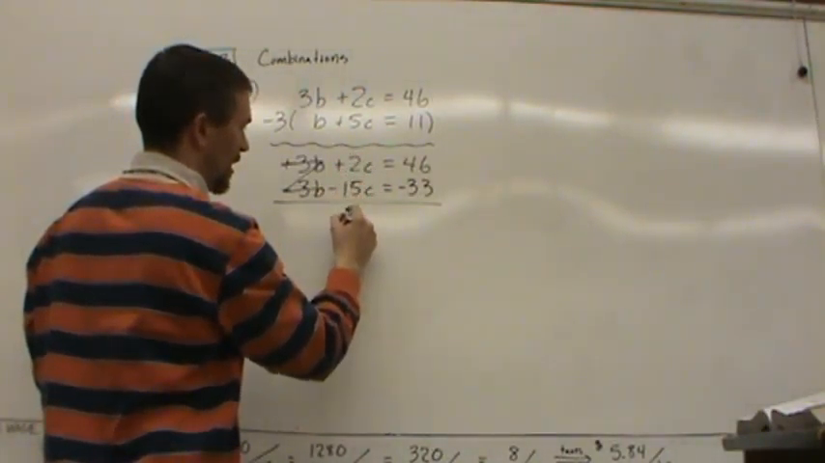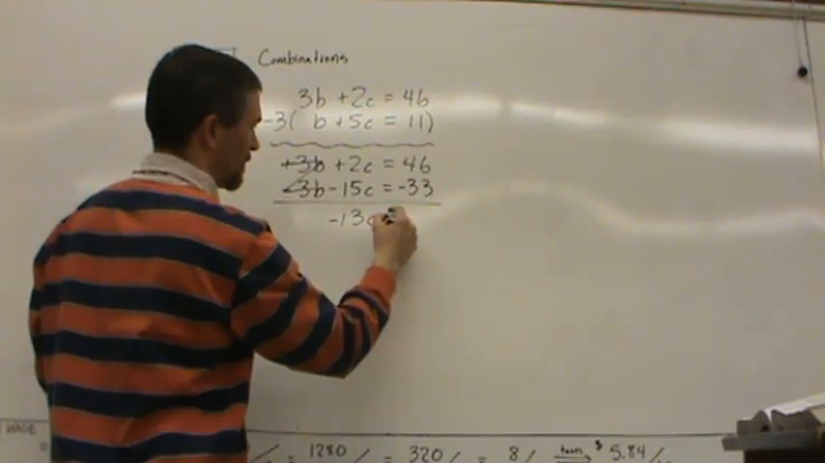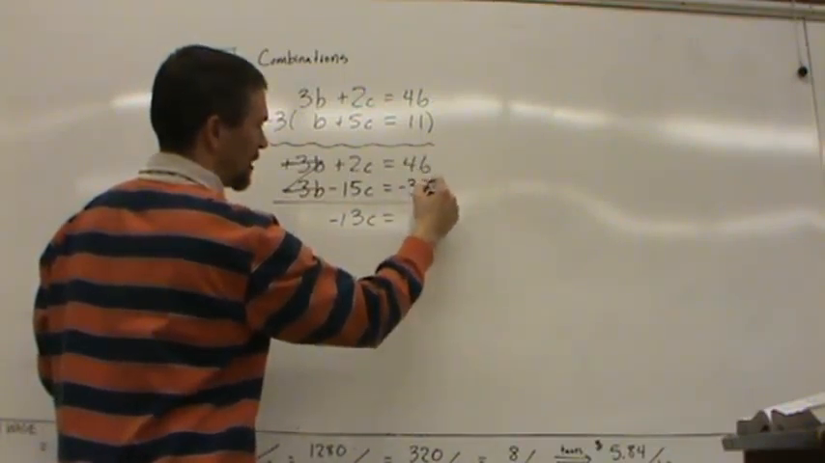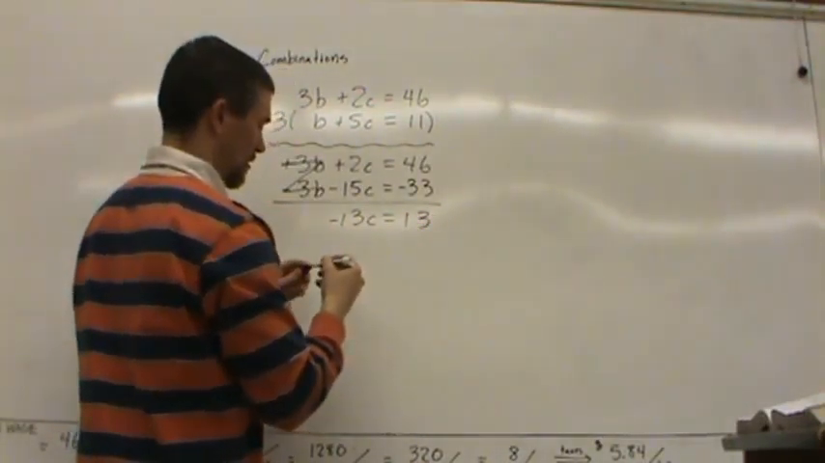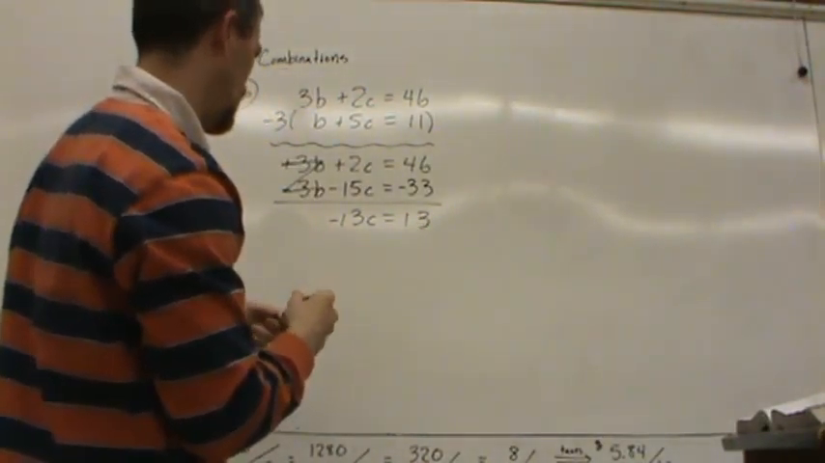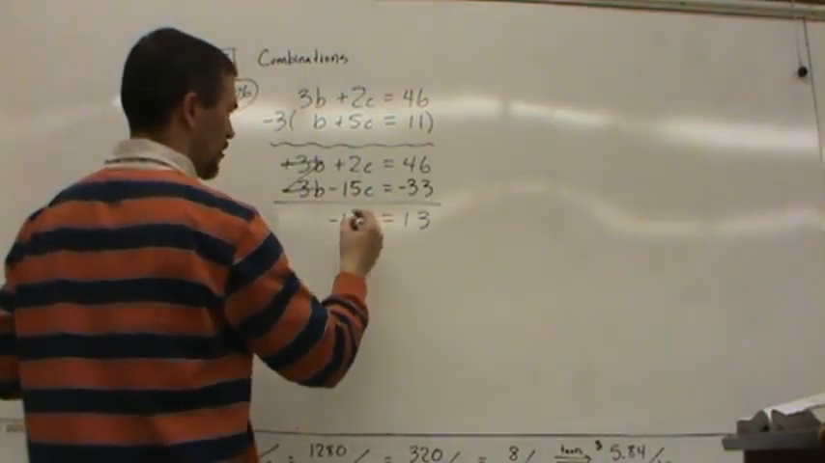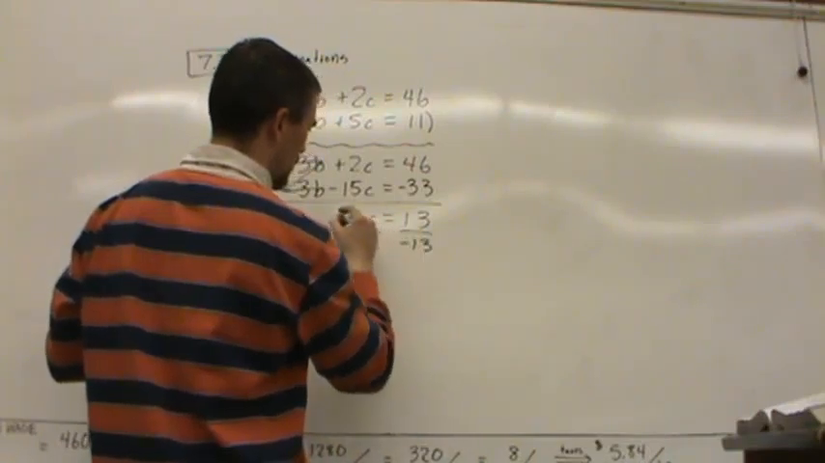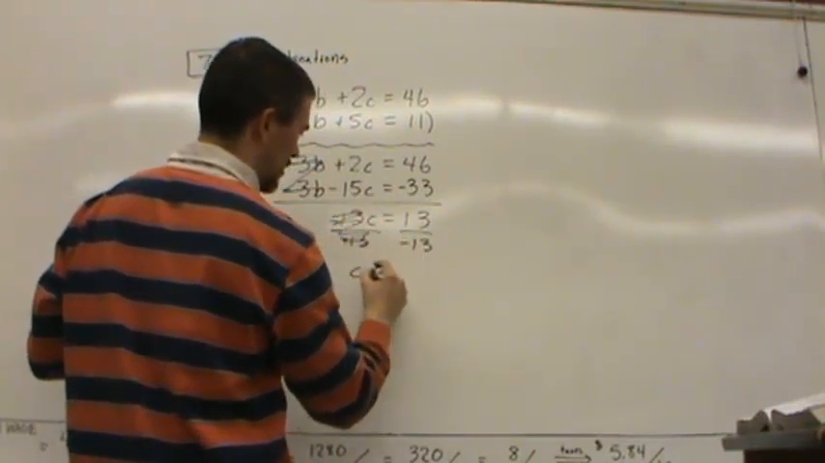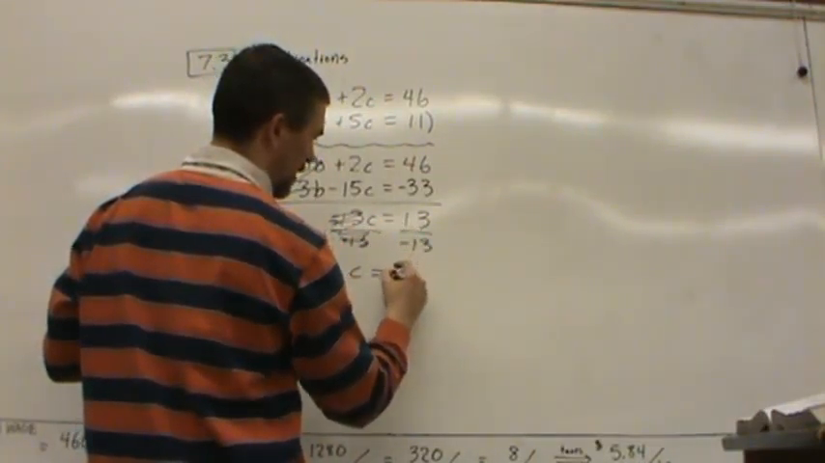So this would be a -13c, and here we'd have, gosh, what's that, 13? Is that right? Yes. So divide by -13, and c is going to equal positive, and a negative divided by a negative makes a -1.